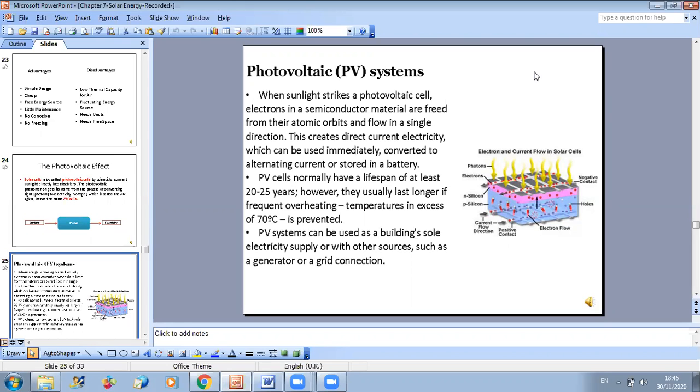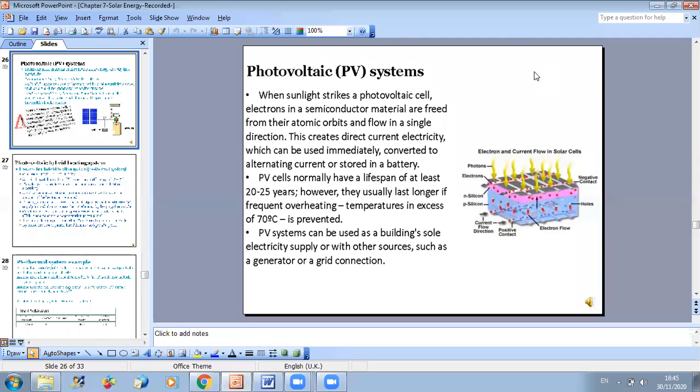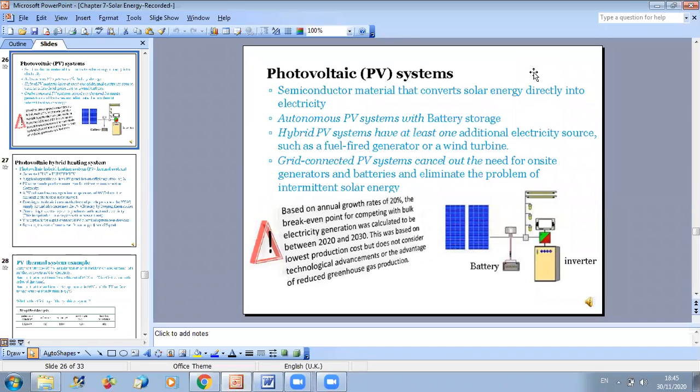Research is ongoing in this field to enhance the efficiency, and by enhancing the efficiency, the payback period will be reduced and these systems will become more viable economically. So photovoltaic systems consist mainly of semiconductor material that converts solar energy directly into electricity. Autonomous PV systems with battery storage are found. We have hybrid PV systems that have at least one additional electricity source.